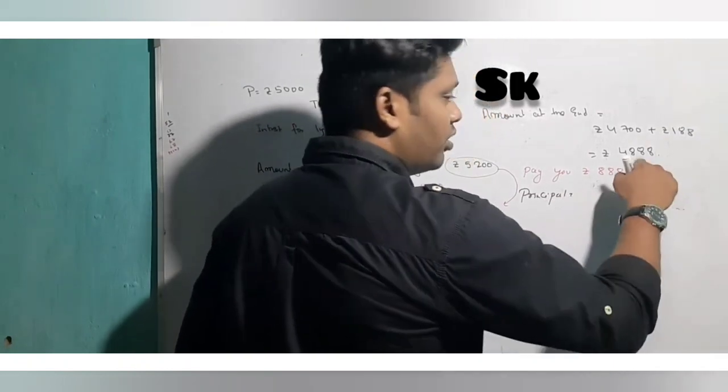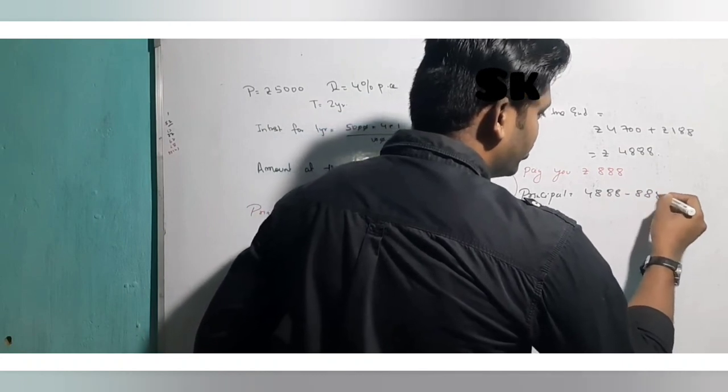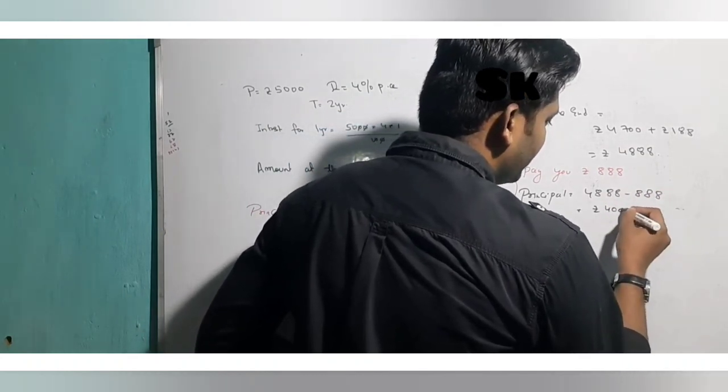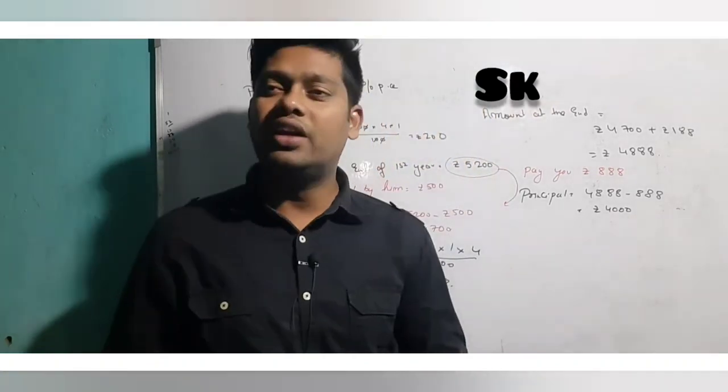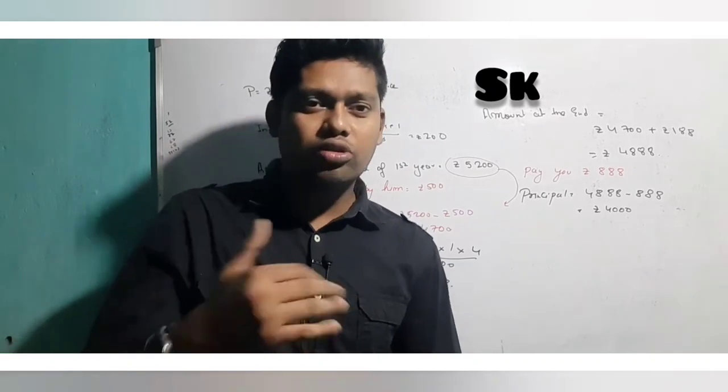The principal will not be the earlier one. 4,888 minus 888, so how much will it be? Rupees 4,000 is my new principal. Again I will do the calculation until he is paying the amount. Again he may pay 1,000, so slowly it will go.